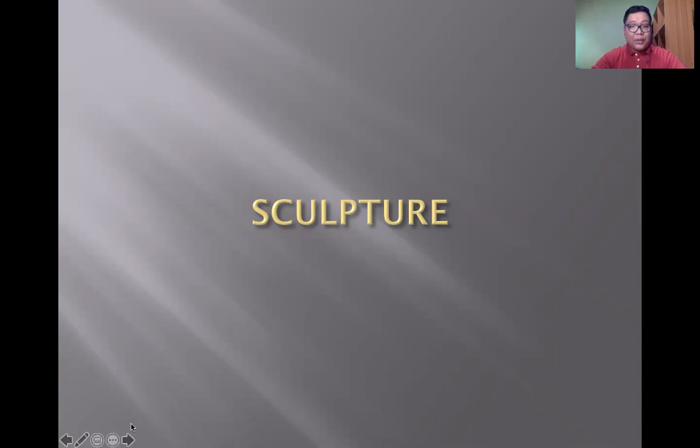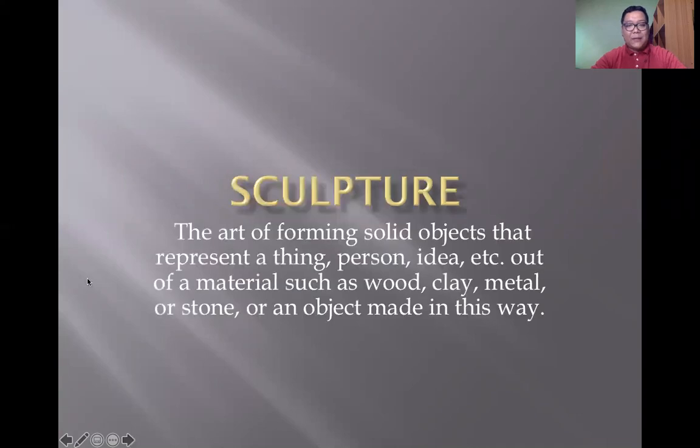Before we proceed to more details about this topic, let us first get to know the definition of sculpture. Sculpture is the art of forming solid objects that represent a thing, person, or idea out of a material such as wood, clay, metal, or stone, or an object made in this way. So when we talk about sculpture, you have to choose the best material that you could have in order for you to represent the object or the reality that you want to project in your sculpture.